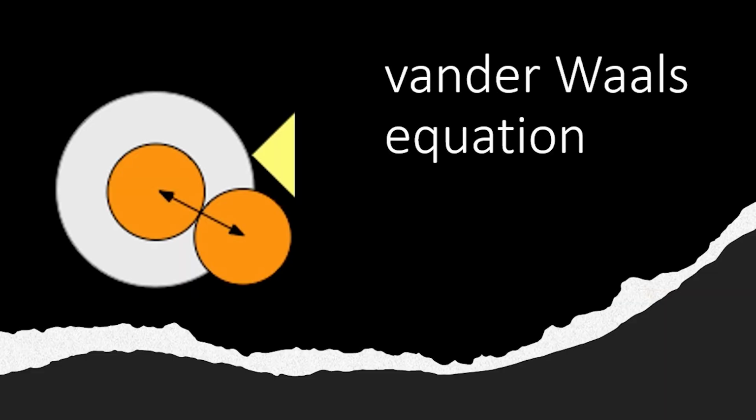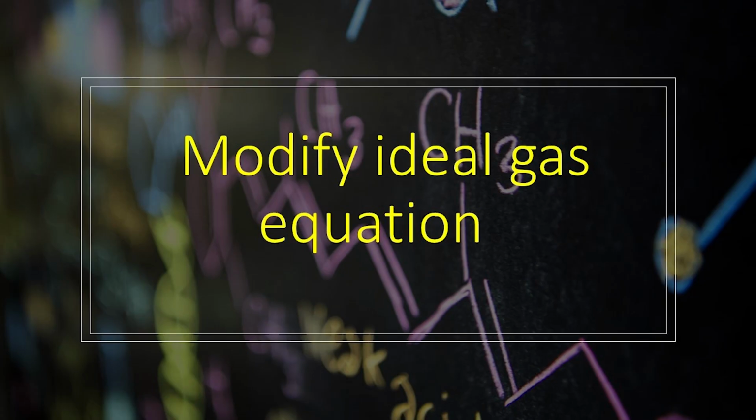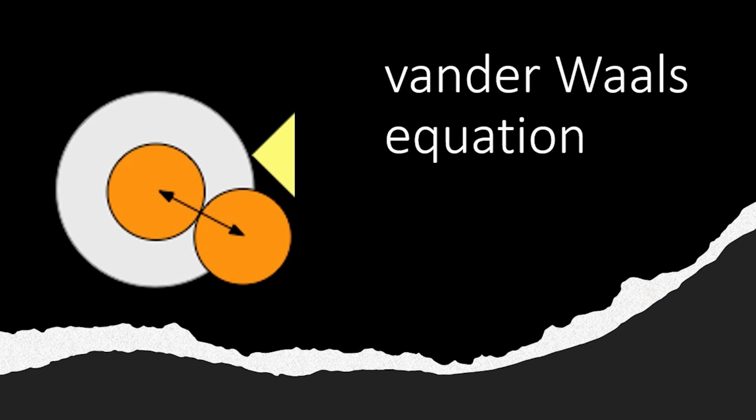Welcome to the module on the Van der Waals equation. We came to know that the real gases deviate from ideal behavior. Therefore, the ideal gas equation has to be modified, then only it will be applicable to the real gases. This modified equation is known as the Van der Waals equation.